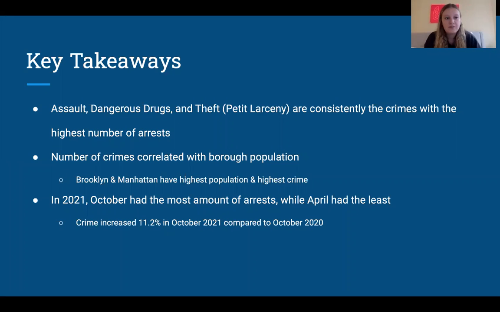So now we're going to talk about some key takeaways. Assault, dangerous drugs, and theft are consistently the crimes with the highest number of arrests. We also noticed that the number of crimes did correlate with the borough population. Brooklyn and Manhattan have the highest population, and therefore they had the highest crime. We noticed that in 2021, October had the most arrests while April had the least. We looked a little more into this and saw that crime did increase by 11.2% in October 2021 compared to October 2020.